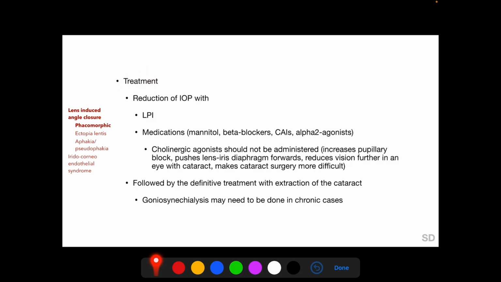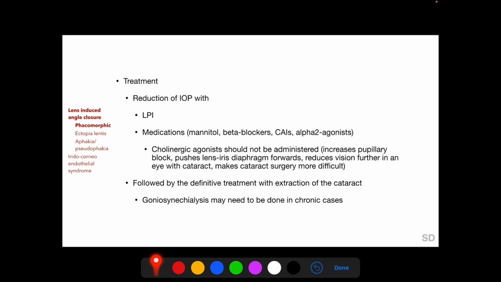Treatment of phacomorphic glaucoma is reduction of intraocular pressure as early as possible, followed by extraction of the cataract, which is the definitive treatment in this situation. Reduction of intraocular pressure can be attempted with laser peripheral iridotomy and with medications such as mannitol, beta blockers, carbonic anhydrase inhibitors and alpha-2 agonists.